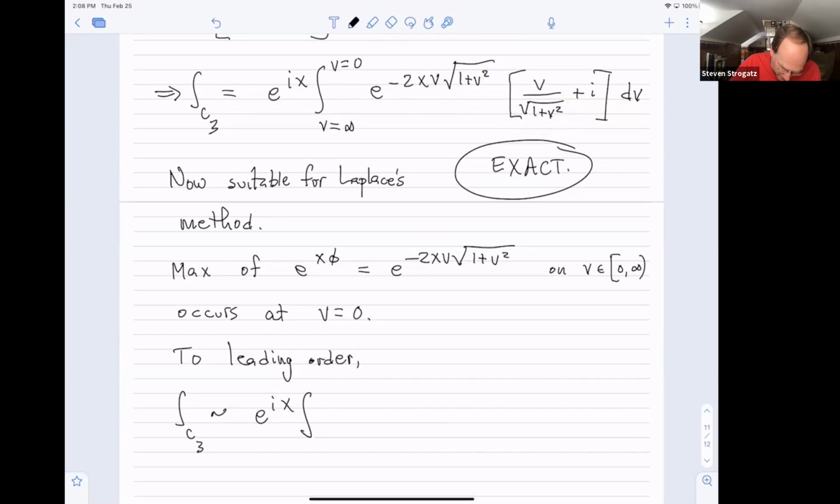So I'm not going to change these limits. This is still infinity to 0. e to the minus 2xv. And then I'll just write this term as 1 plus lower order terms. That was my brutal expansion of the square root. And then I can also do the bracket equally brutally. It's just going to be i plus, if I substitute v equals 0, there will be lower order terms. And then dv.